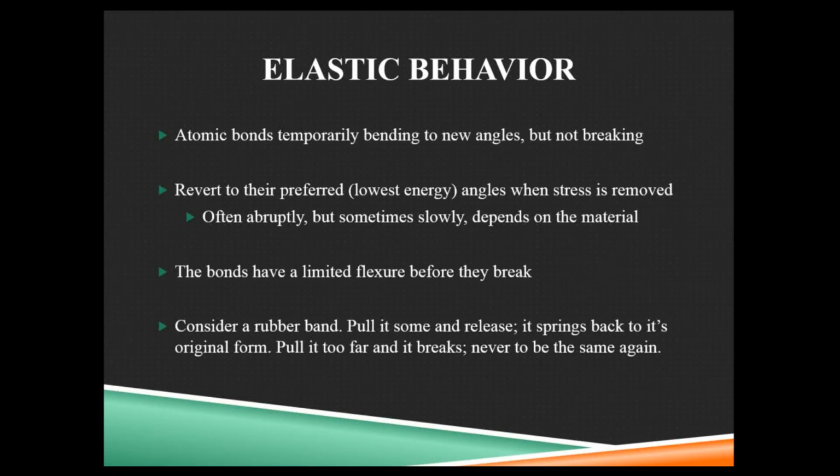So how does this work? What determines whether something responds elastically, plastically, or brittly? Well, if we go all the way down to the atomic level, that's where we can see what's happening. Atomic bonds are at specific angles. Within a molecule, each atom is arranged a certain way, and the atomic bonds have preferred angles and orientations.